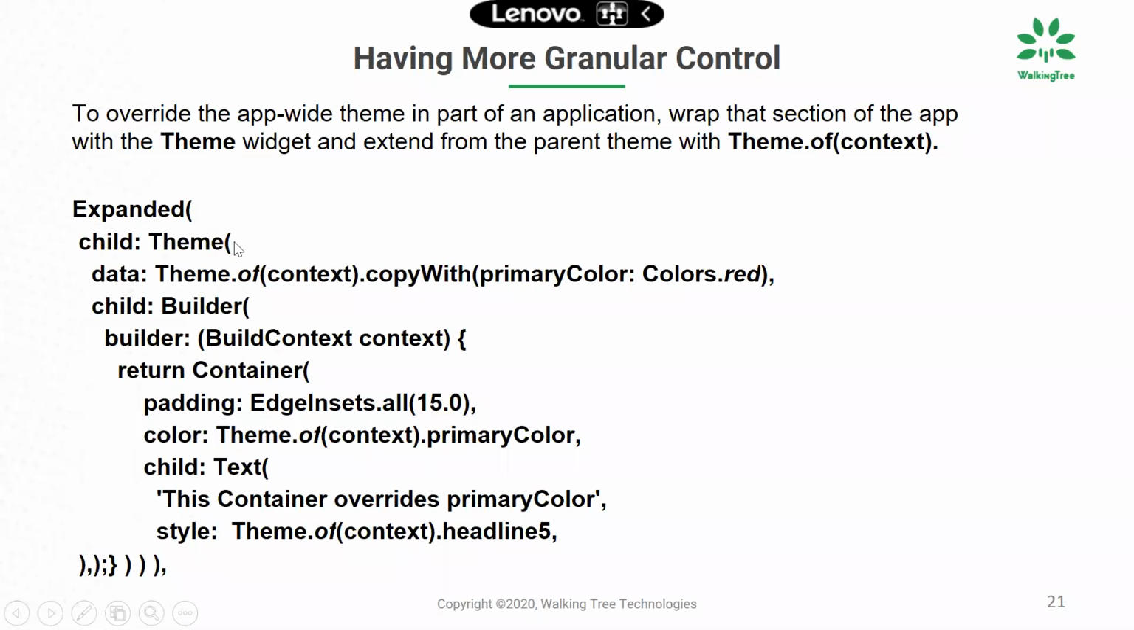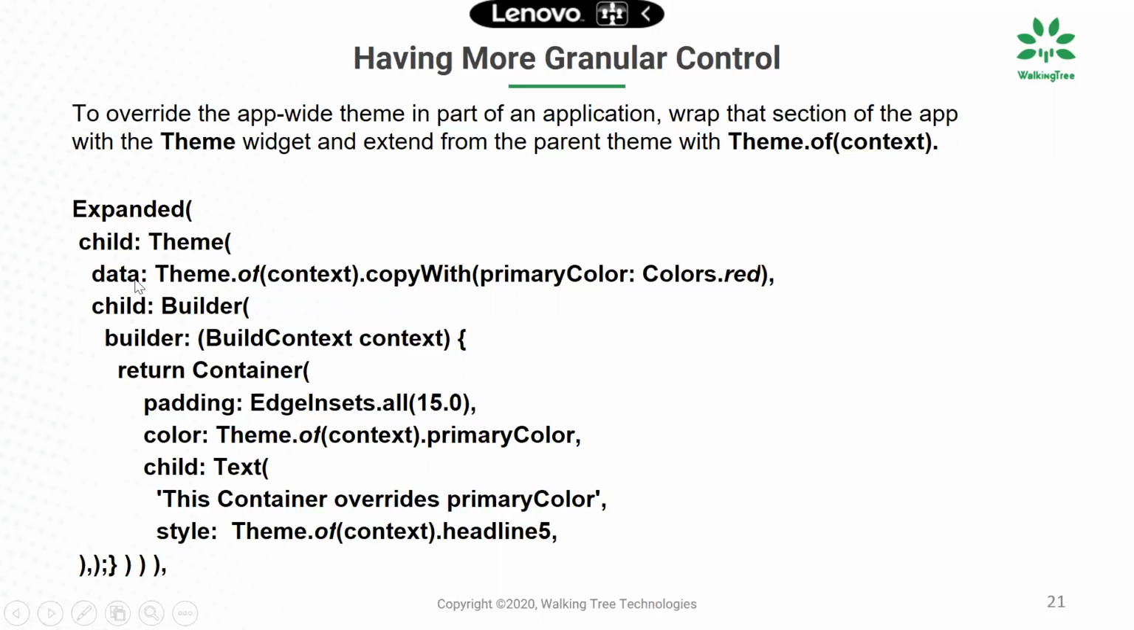We have a Theme widget. So whichever component you want to have a specific theme for, you don't want the application-wide theme there. You want to have this container in red color, for example. Otherwise, containers are in primary color or accent color. I want it in a different color. So we wrap that container with the Theme widget.